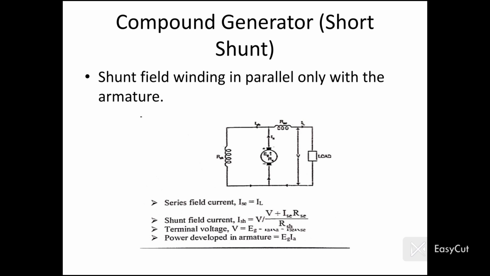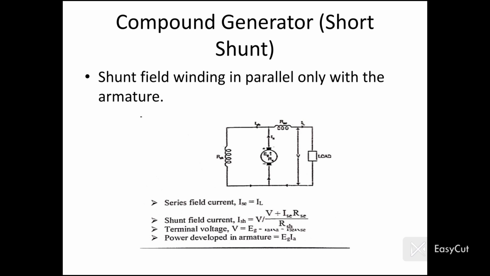3. Compound generator. This is a combination of series and shunt generators. It has 2 field windings on each pole. One is connected in series. One is connected in parallel. Compound generators are of 2 types. A. Short shunt compound generator. Here, the shunt field winding is connected across the armature only, not across the series field.